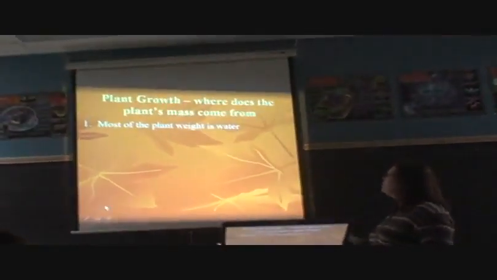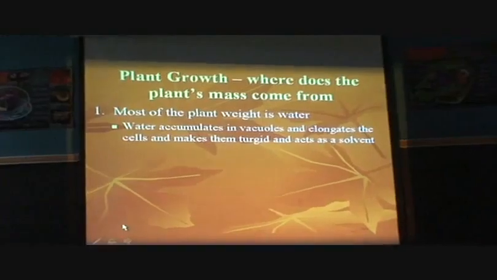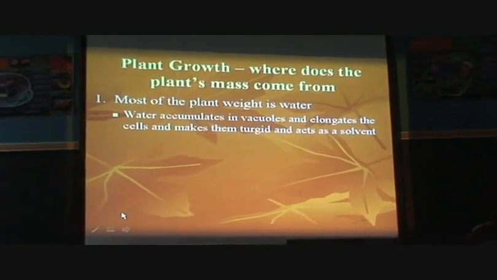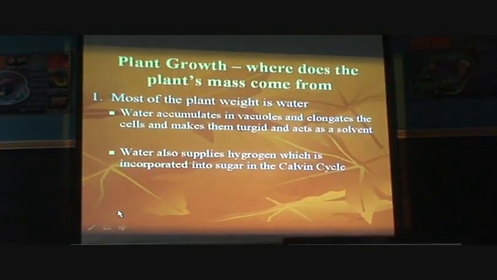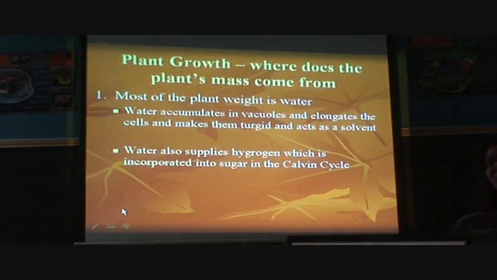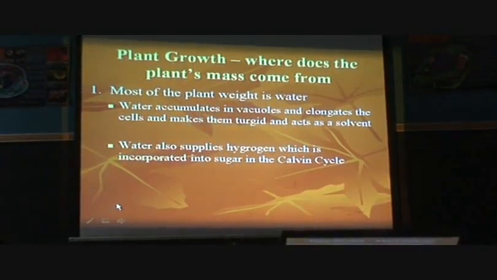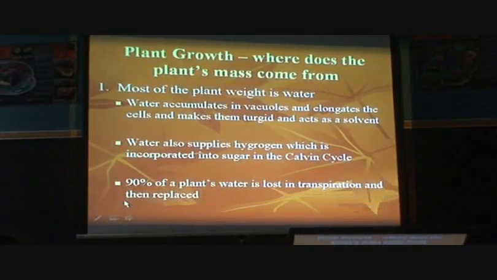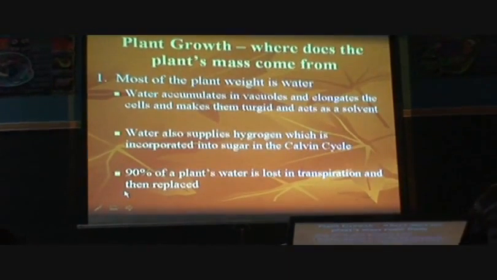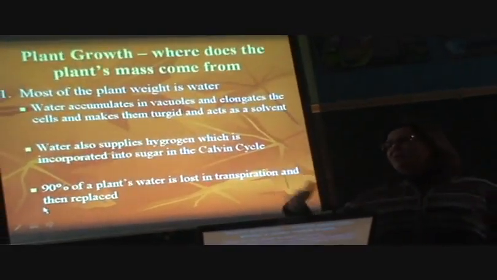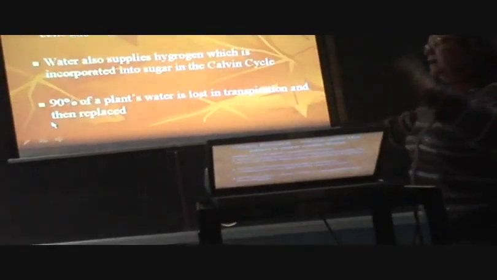But anyway, most of that water weight is actually in the cells, taken up from the roots, and then it fills up the vacuoles and causes turgor pressure and all that junk that we already learned. Remember that it also supplies the hydrogen for photosynthesis, and it becomes the hydrogen in sugar. And just a little fact, 90% of all the plant's water is lost to transpiration, but it just keeps recycling it. So it evaporates into the air, and then it pulls up more through the roots.